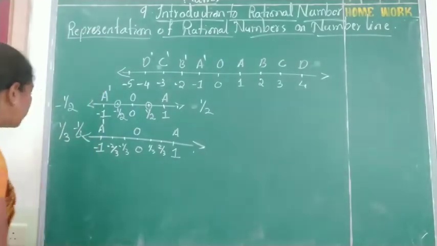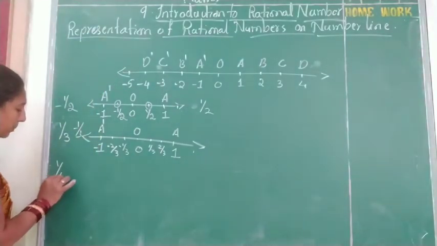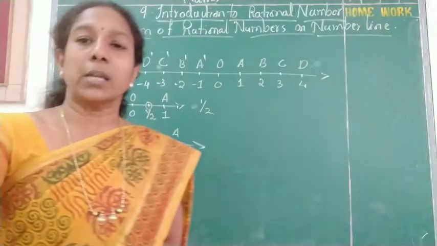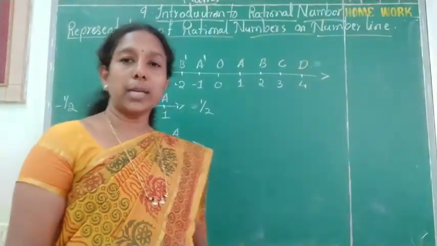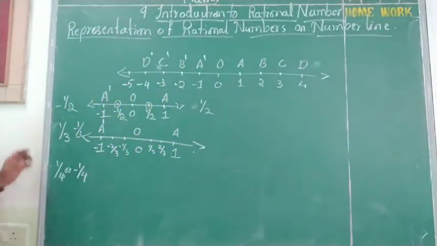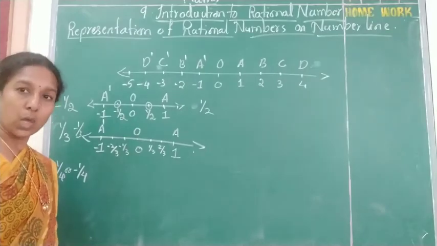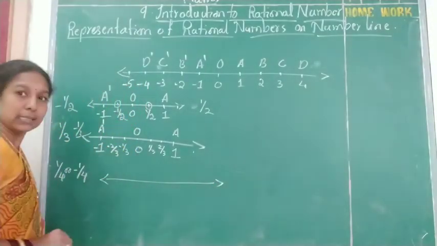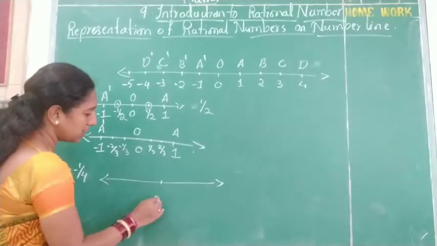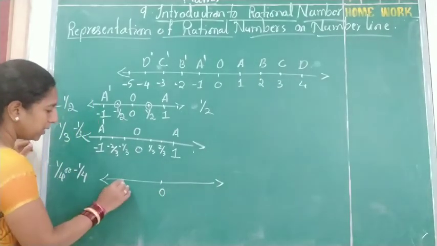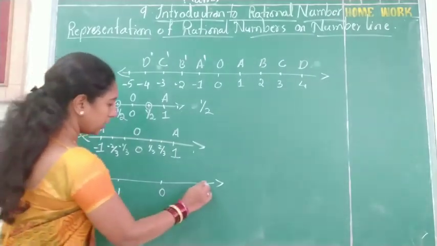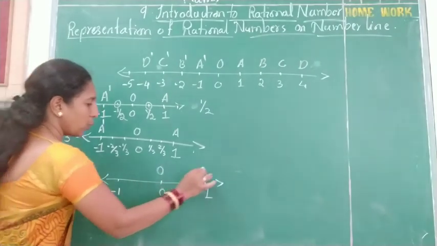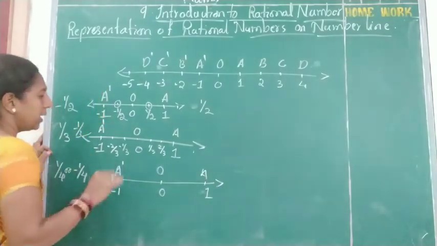Now let me take one more rational number, that is 1/4 or -1/4. Okay, so now let us learn about how to represent the 1/4 and the -1/4. So I will take here one more line. Here it is the 0, and here it will be the -1 on equal distance, and then +1. So this is O, A, and this is A dash.